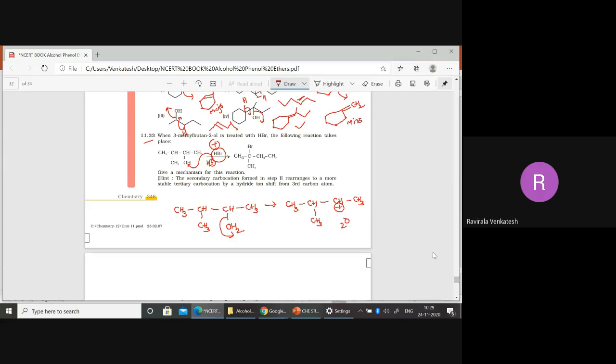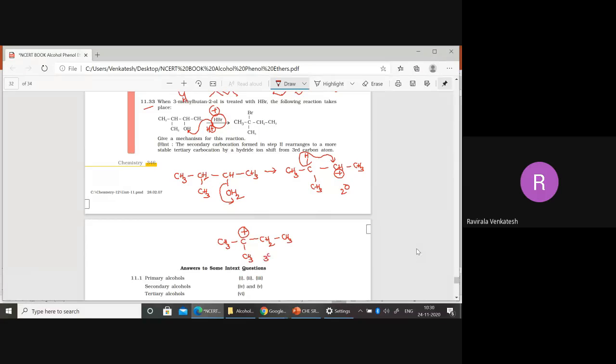So this is secondary, no? This one is secondary, no? So what I am doing here is taking one hydrogen from here. If I shift this hydrogen with its bond towards here, the positive charge shifts like this. Correct or not? Tell me. Now this one will be the tertiary carbocation. Which will be more stable? This is more stable, and this one will be less stable.